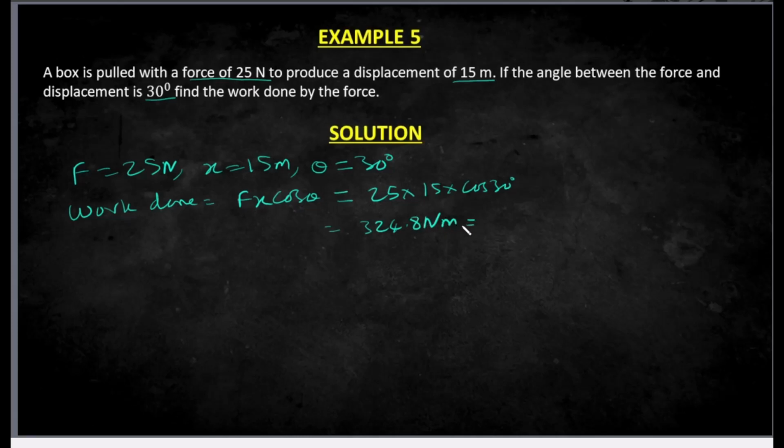Now, Newton meter has a name. That name is also Joule. So Joule is Newton meter, okay? Newton is the name of a scientist. Meter is not the name. So Newton meter is the same thing as what? Joule. So that's how we solve this type of problem. Very straightforward. Work done is F x cos theta. That's what we have.